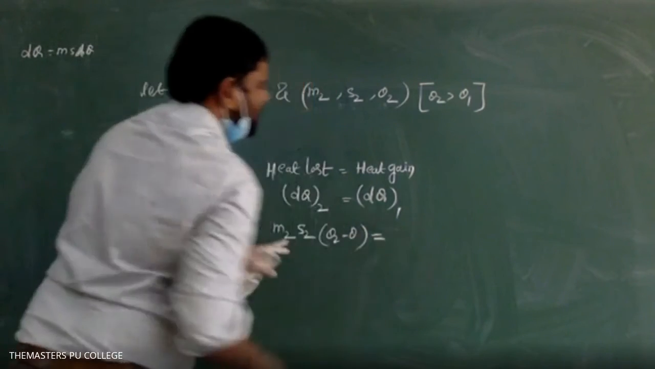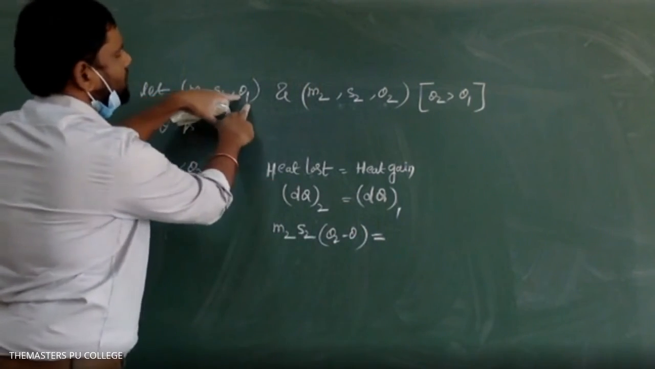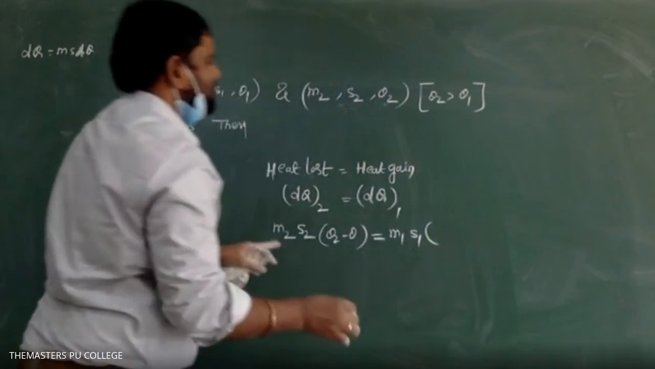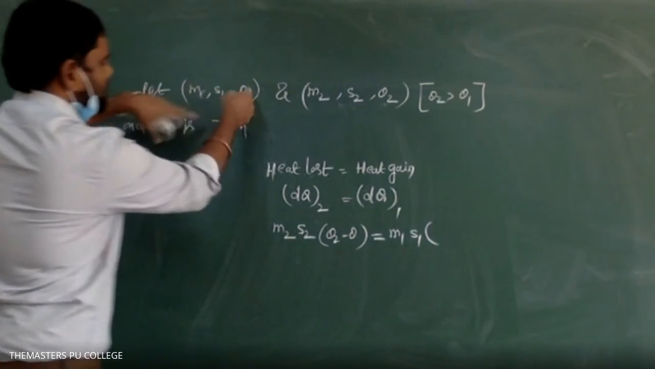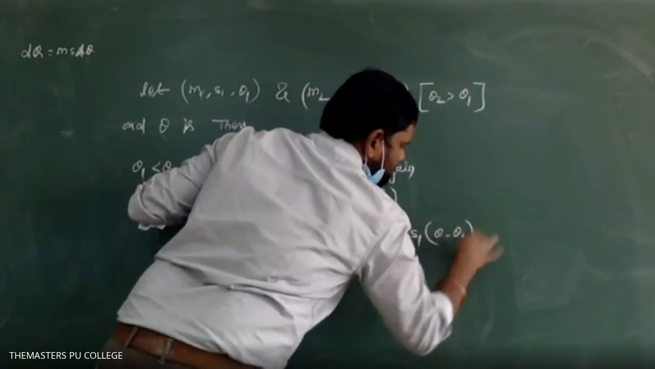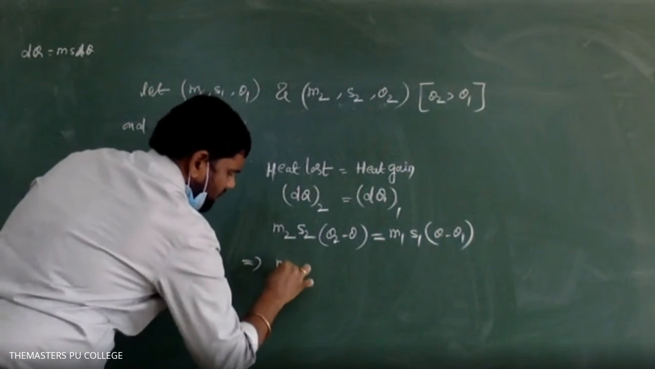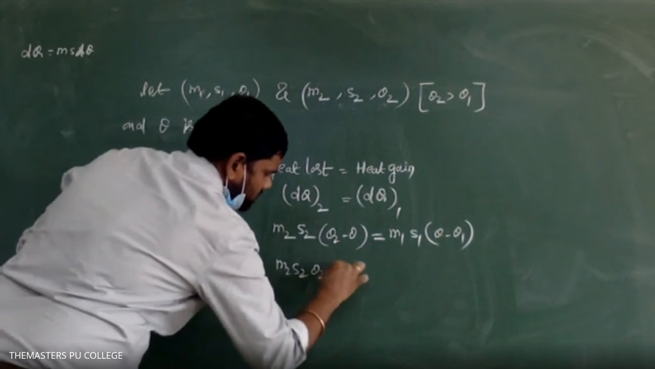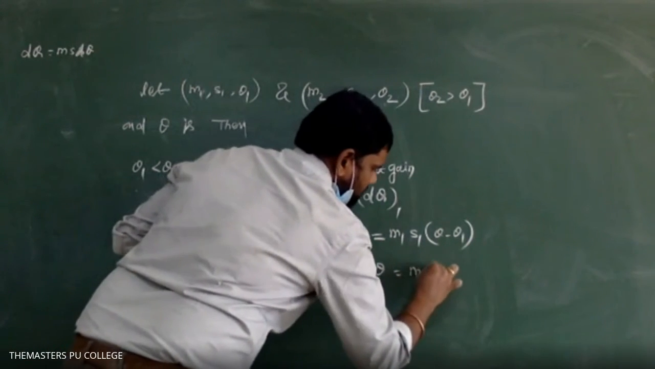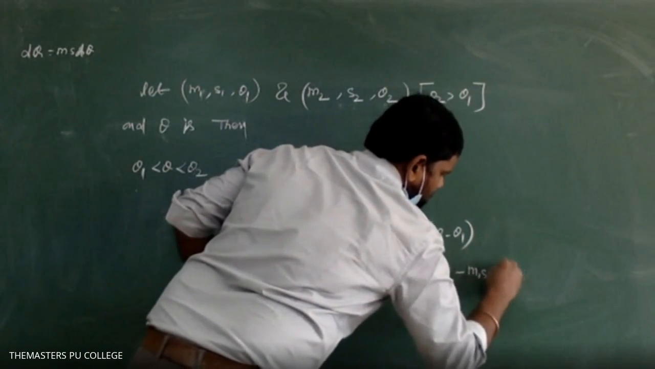And what is the heat gain? Same formula, dq1 is the product of mass, specific heat and temperature difference. Here mass is m1, specific heat is s1. Initially the temperature is theta 1, it is raised to theta, so the difference is theta minus theta 1. So the next step: m2 s2 theta 2 minus m2 s2 theta is equal to m1 s1 theta minus m1 s1 theta 1.